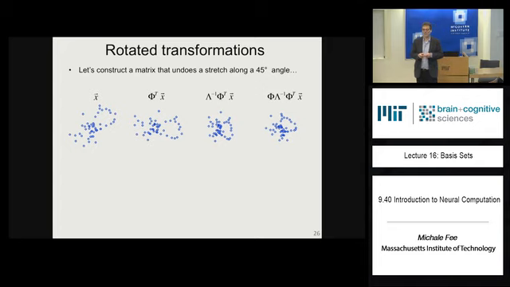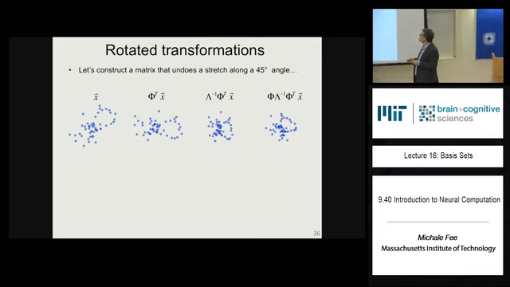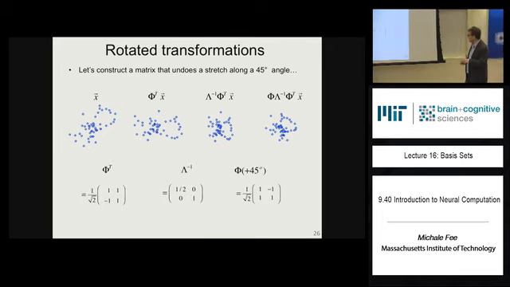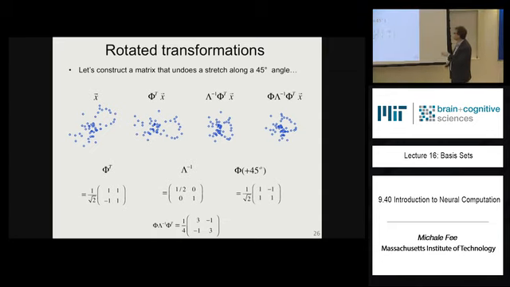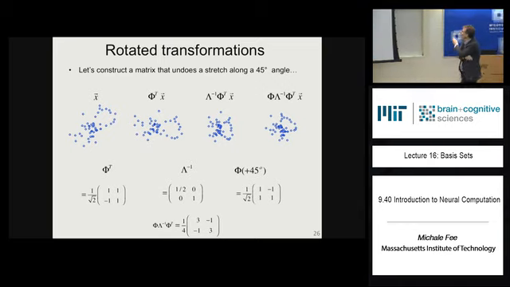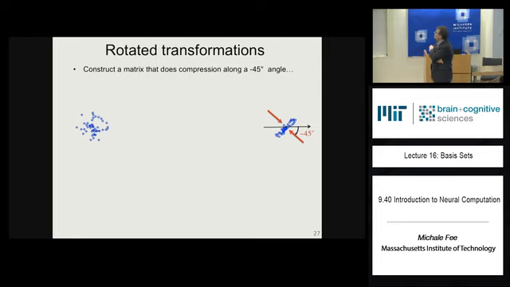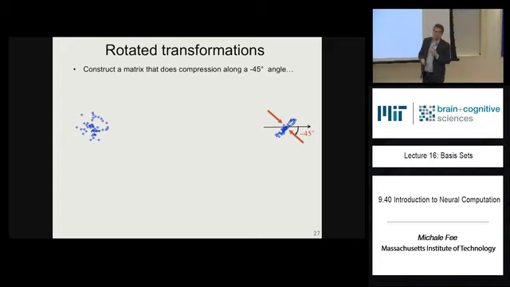All right, and so you can actually just write those down and compute the single matrix that implements this compression along that 45-degree axis. Okay? So let me just show you one other example, and I'll show you something interesting that happens.